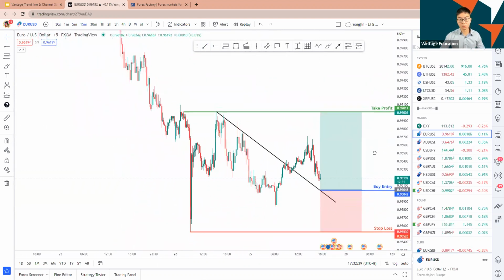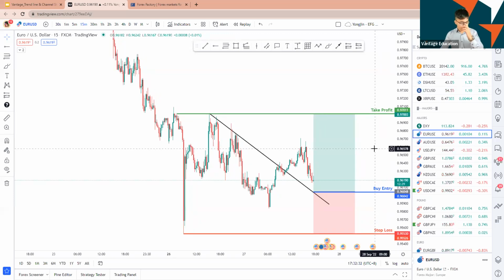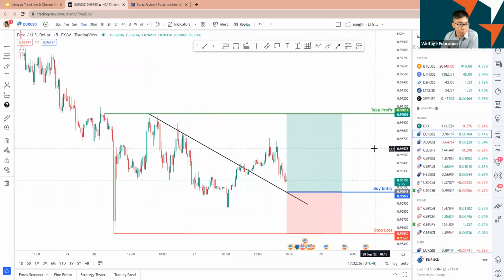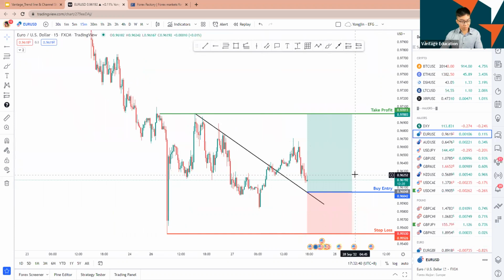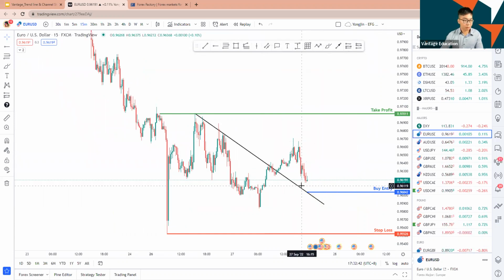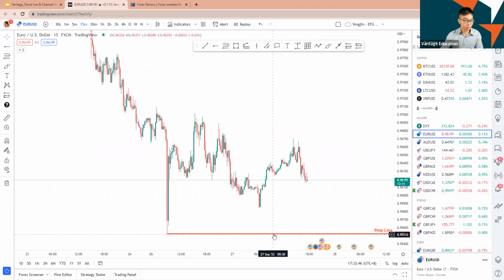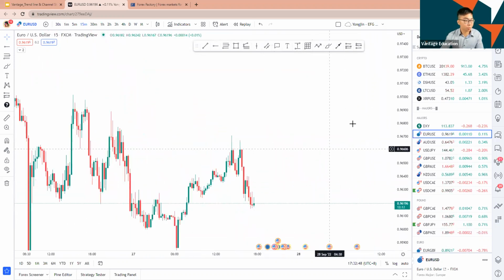But right now, I wouldn't be buying euro dollar. There is the Russian war news. I'm expecting euro dollar to be bearish. So, okay, let's go on a smaller time frame. Another way we could have got the trade today. A possible way. Let's go back.